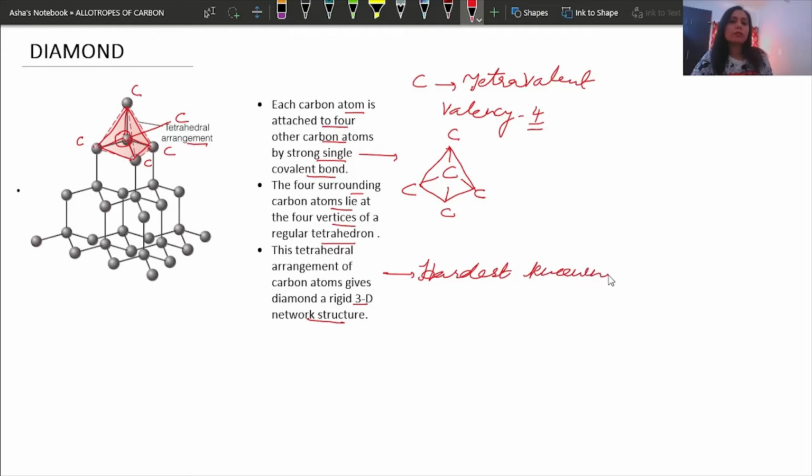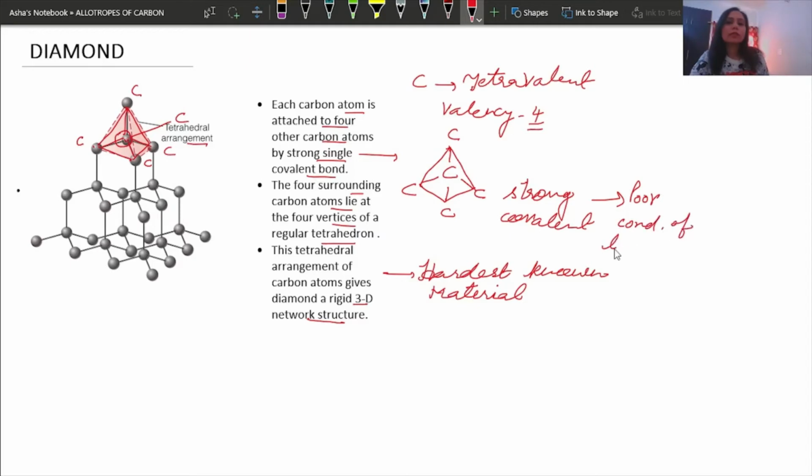Hardest known material. And because of the strong bonding, because of the strong covalent bonds, there are no free atoms or ions, and that is why diamond is a poor conductor of heat and electricity. Now let us start with the next allotrope of carbon, which is graphite.